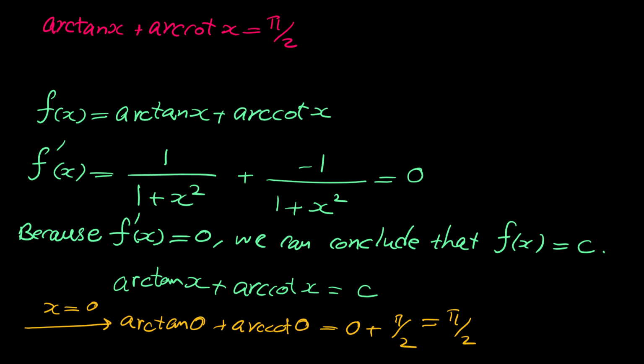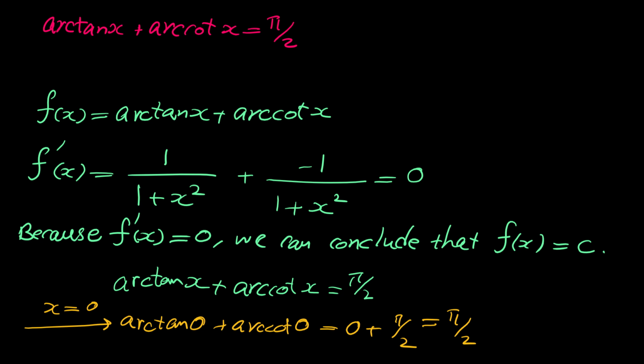So we have proved that. Let me erase c from here and substitute c with pi over 2. So we have proved that arctangent of x plus arccotangent of x is pi over 2. Maybe you are thinking, what if I substitute another value for x? Maybe the value changes, then c is different. No, remember, we proved that the derivative of the function f is 0. When the derivative is 0, the function is always a constant, so its value doesn't change. If you change the value of x, it doesn't matter. At the end, the output of the function is always the same.